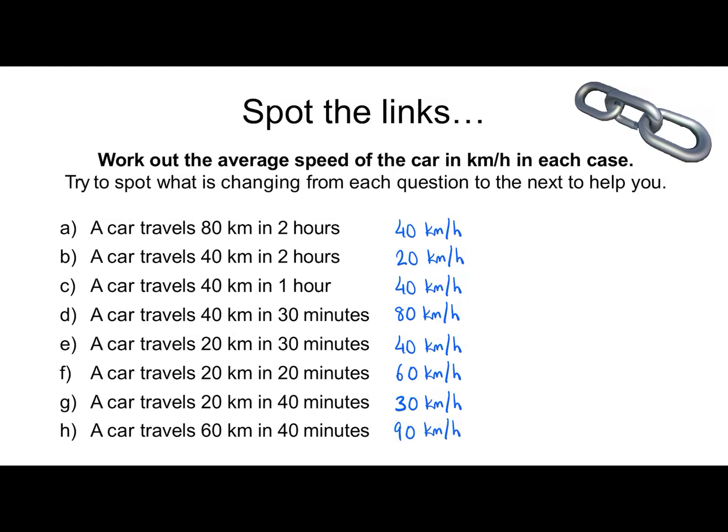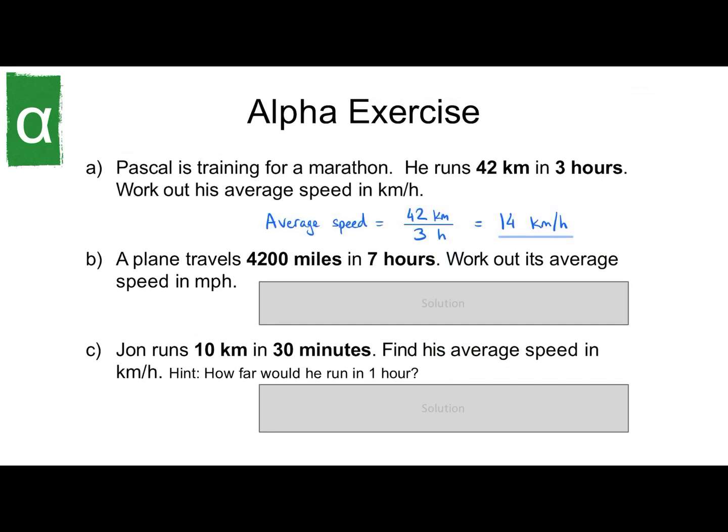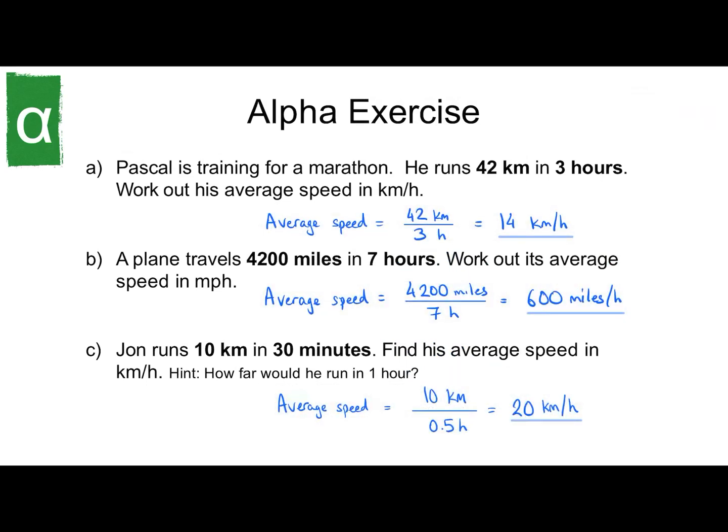60 divided by 2/3. Okay, so because you want your speed in kilometers per hour, you need to make sure the units of measurement are kilometers divided by hours. Don't try to do kilometers divided by minutes, or else the answer is in kilometers per minute. Okay? So have a go at these 3 questions here.